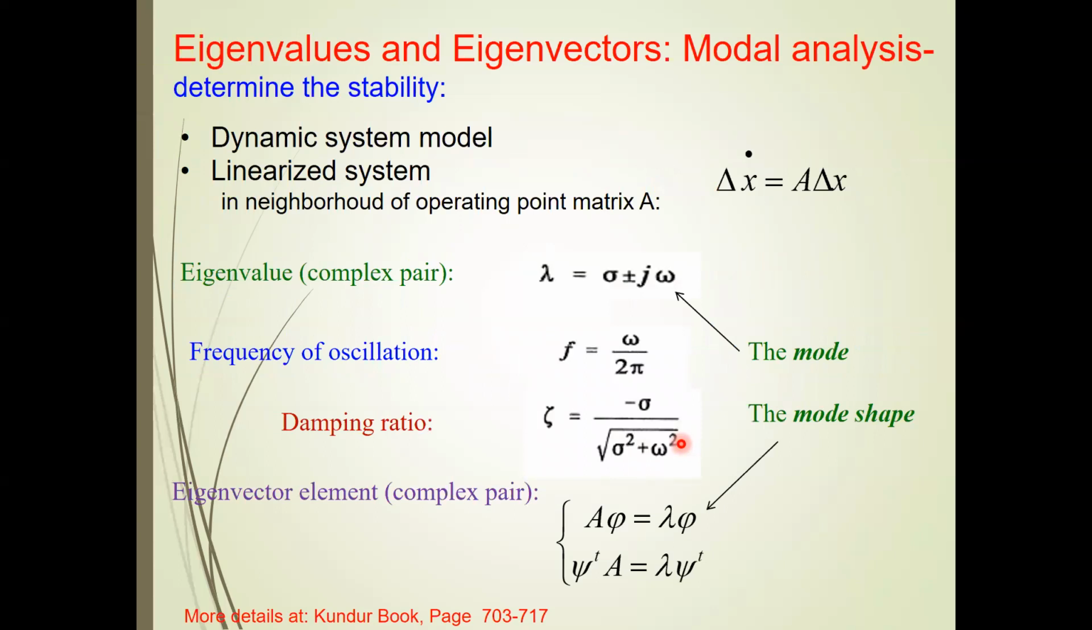So for the analysis purpose, we have the eigenvalue or eigenvector analysis, which we call modal analysis, to determine the stability of the network. As I said earlier, we have the dynamic system, we linearize the model, and we obtain the state space equations. Then from the eigenvalue, this is how we have it defined. This should be a minus sign here.